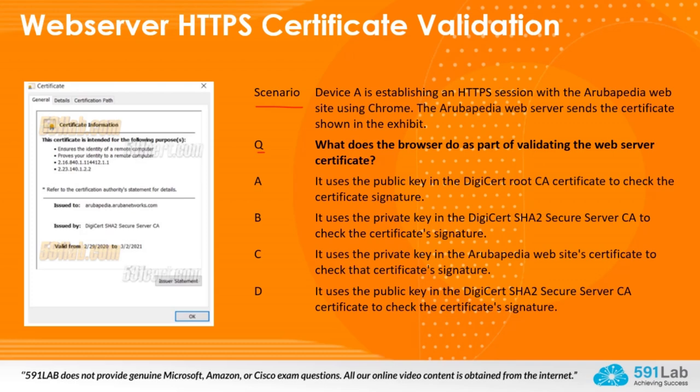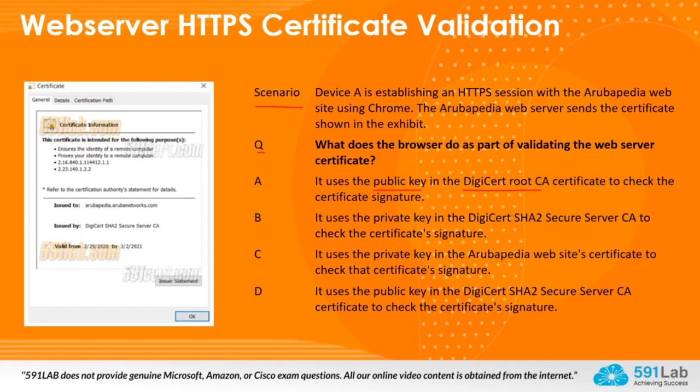As you already know, the web browser always finds the issuer, then takes the issuer public key and validates the end entity web server certificate signature using the issuer public key. Let's see, we will have a similar answer. Answer A, it uses the public key in the DigiCert root CA certificate to check the certificate signature.